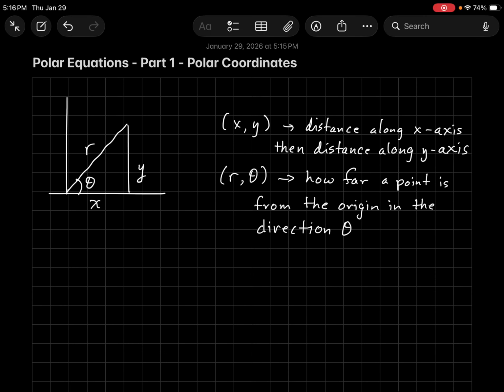Polar Equations, Part 1, Polar Coordinates. When we want to find a point in the plane, there are different ways of describing its position.